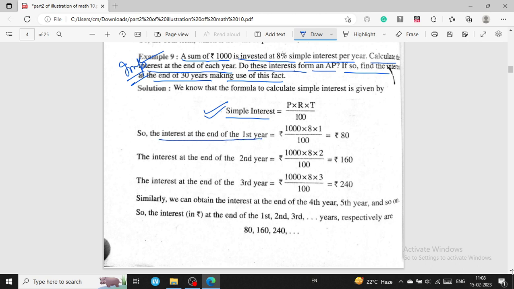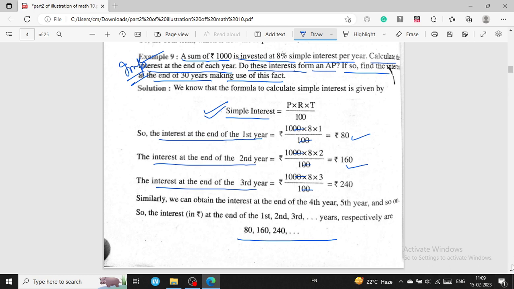Interest at the end of the first year. We have to find first of all the interest at the end of the first year: 1000 multiply 8 multiply 1 over 100. Zeros cut with zeros and we get 80 rupees, the first term. And for the second term, 1000 multiply 8 multiply 2 over 100. Zeros cut with zeros and 160 is the second year interest. In the third year, 1000 multiply 8 multiply 3 over 100. Zeros cut with zeros, 240 is the third term. Now you can see this is a series: 80, 160, 240.